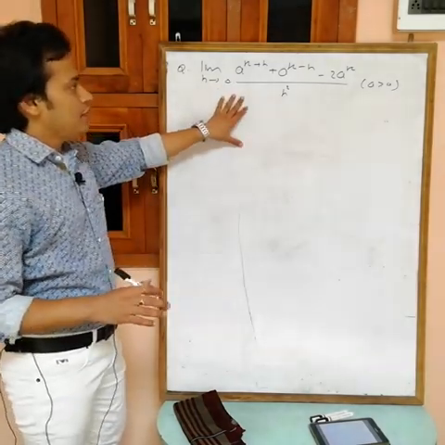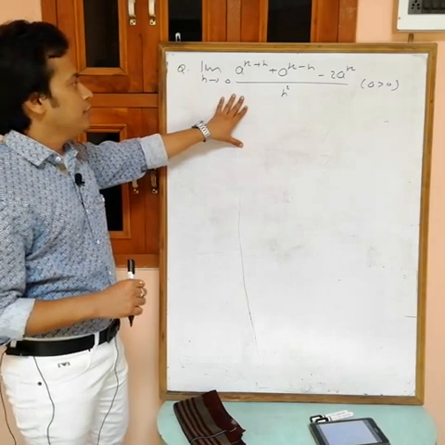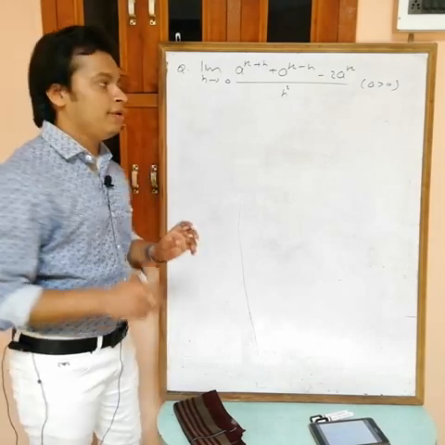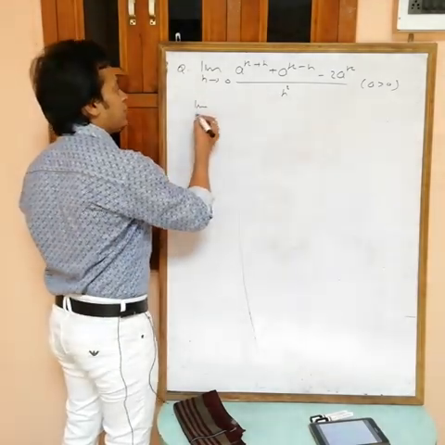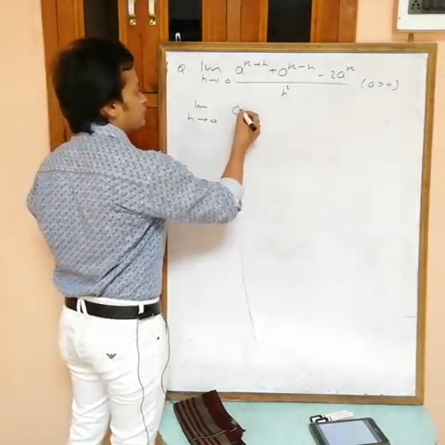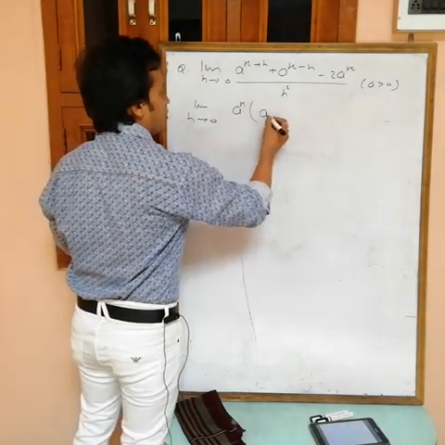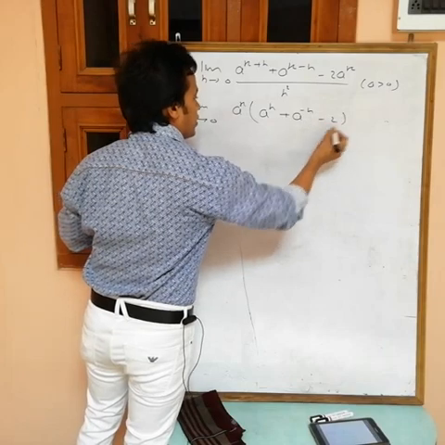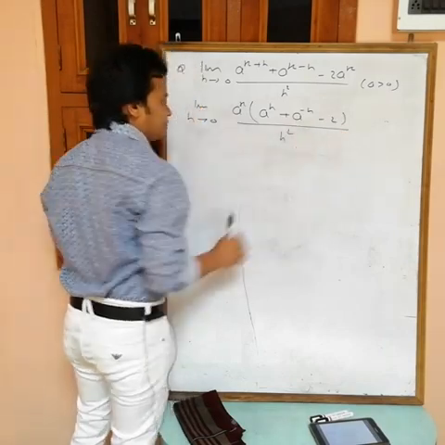Now see, here I want to use the standard formula for this one. Here we have a power x, a power x, a power x. So I can take a power x common in all. Then limit h tending to 0, a power x common, then what we are getting: a power h plus a power minus h minus 2, by h square.